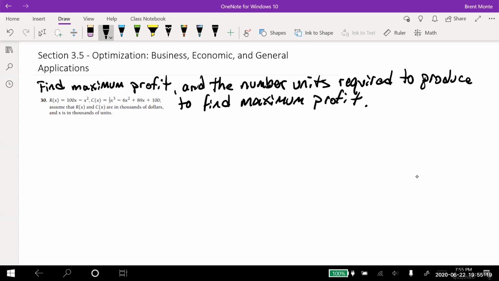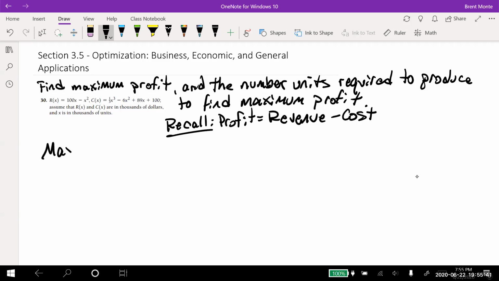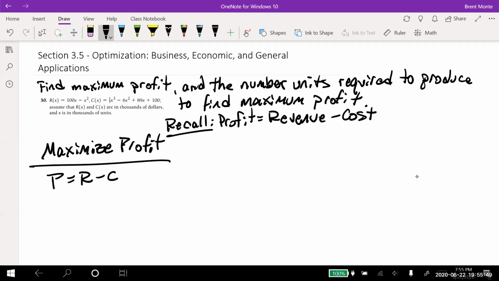First off, recall profit is revenue minus cost. Revenue is all the money coming in, minus cost, all the money it costs to produce or purchase the items. That's where we're starting from, and that's what we're trying to maximize. So let's write down our goal: maximize profit, where profit is revenue minus cost.